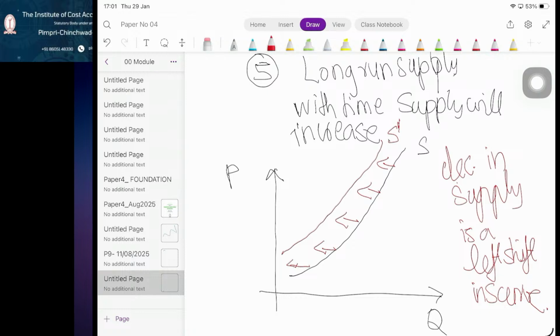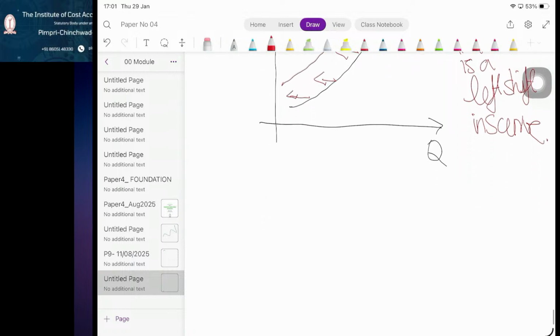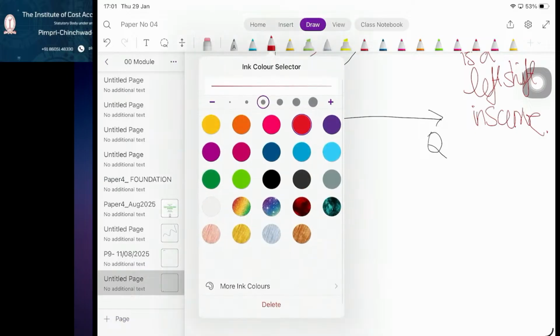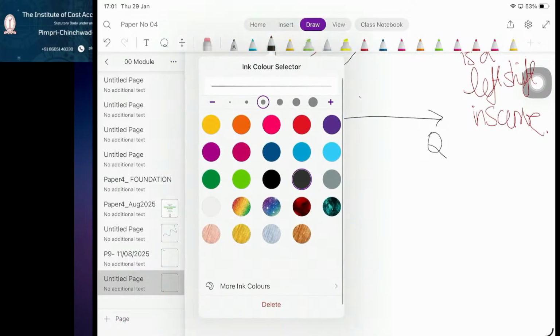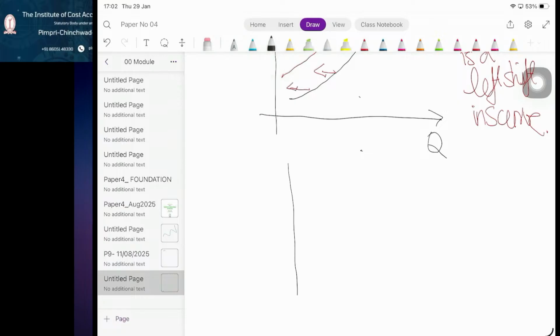Okay, let me draw another supply curve. Think like a tire company, which manufactures and sells tires, and you have an upward sloping supply curve.